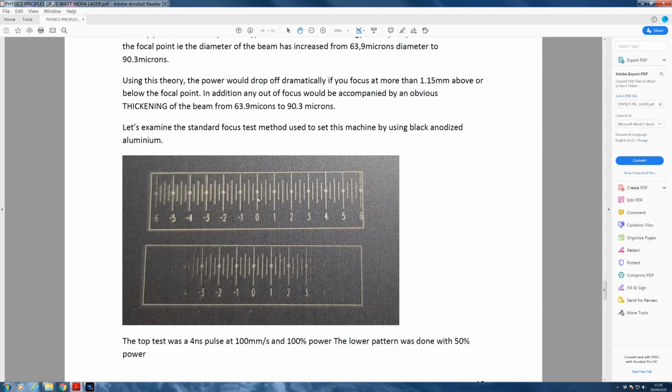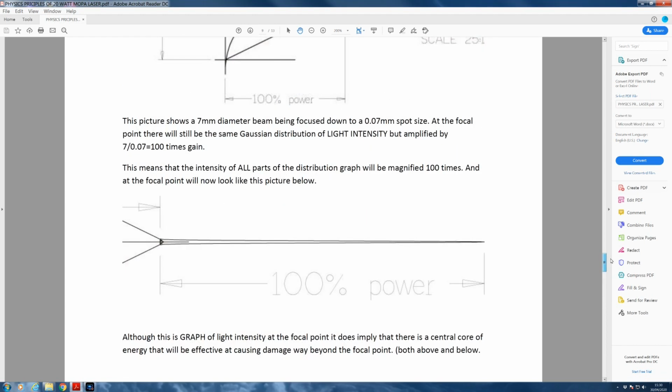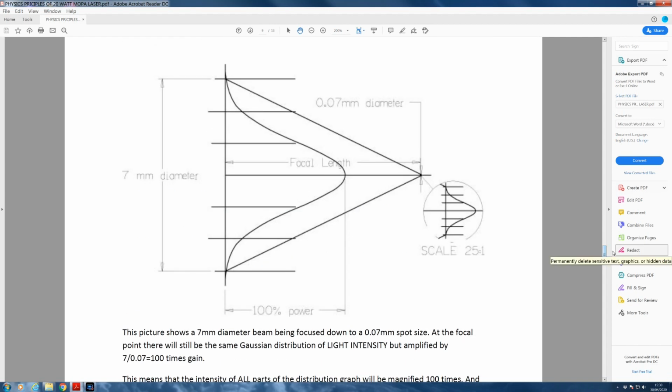Now, the top picture was done when the power was set to 100%. Now, let's just backtrack for a second. How do we get to that picture there? Well, we got to that picture by multiplying this graph by 100. If we take this graph and reduce the power to 50%, it's going to get shorter and smoother. It's going to get blunter. Its amplitude is going to get less, because we've still got the same lens, which multiplies by 100, but we're multiplying a smaller graph by 100.